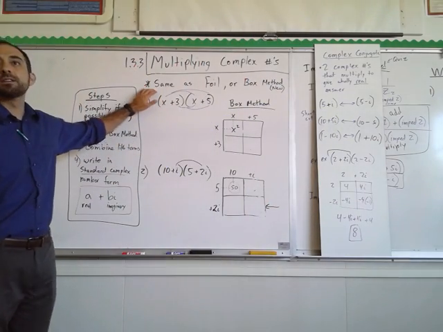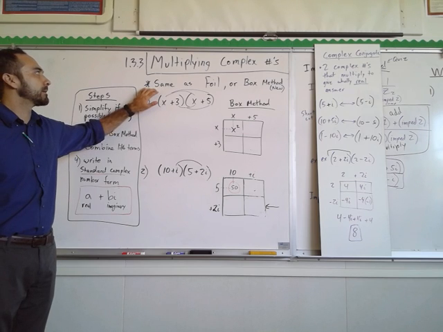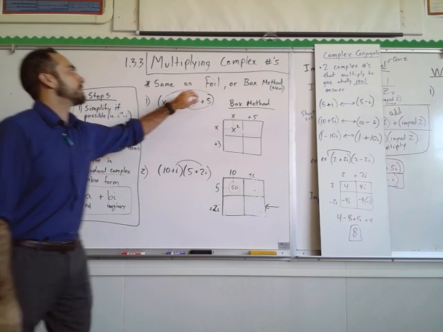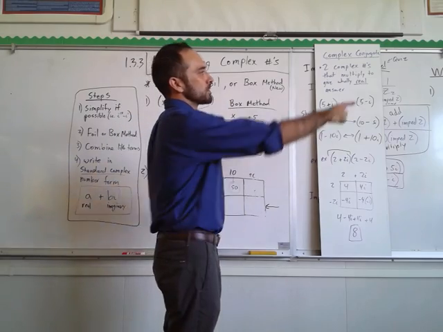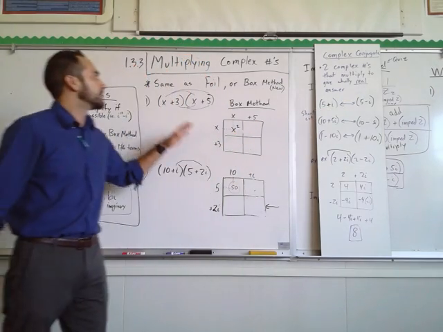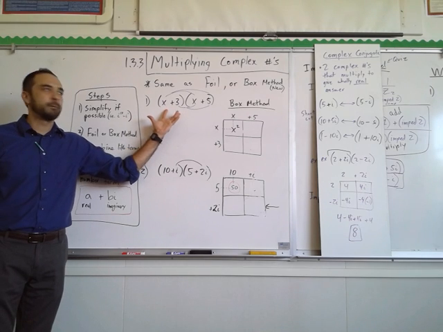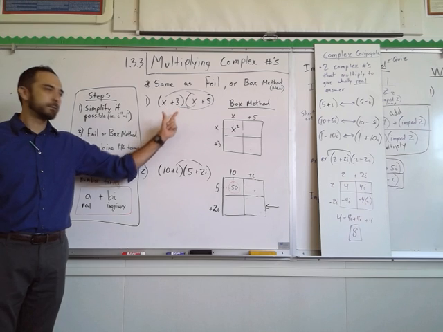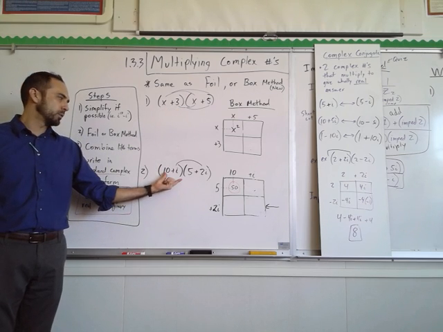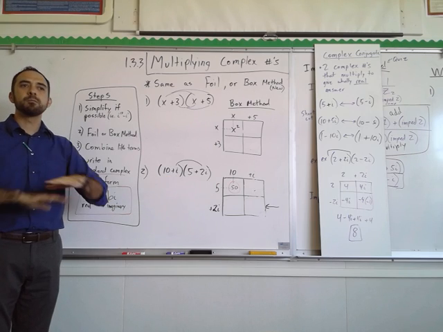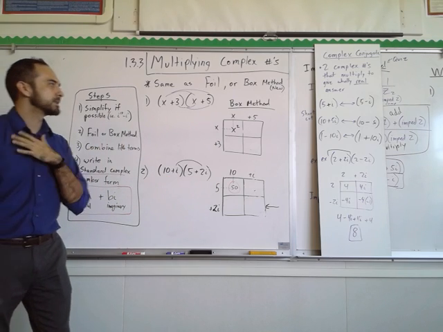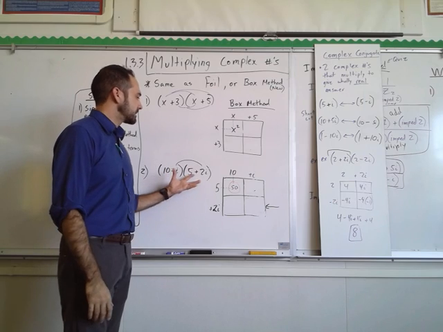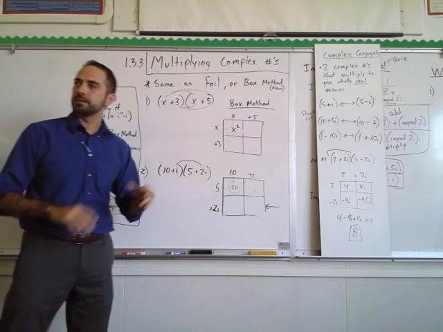All right, here's the deal to this. This is exactly the same as FOIL or the box method, which we did in the warm-up, okay? The same rules are going to apply if I'm dealing with an expression with a variable and a number, or if I'm dealing with a complex number which has the real and the imaginary part. Same rules apply. Don't be intimidated. Just because we have to apply this with complex numbers, it's no big deal.